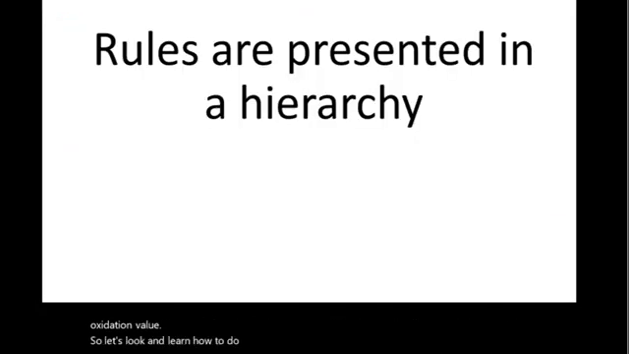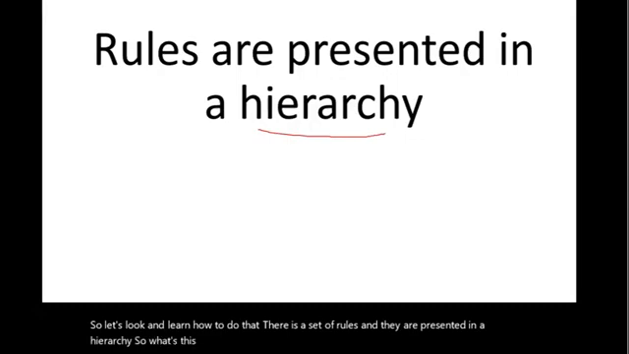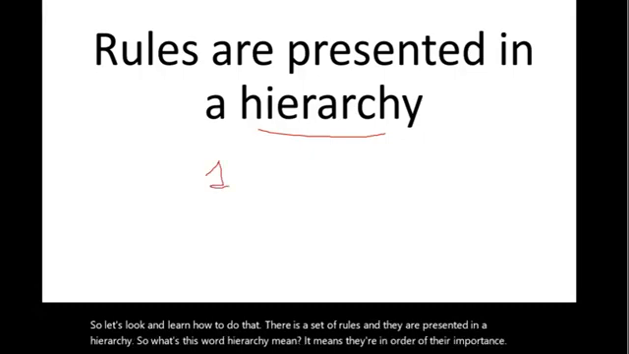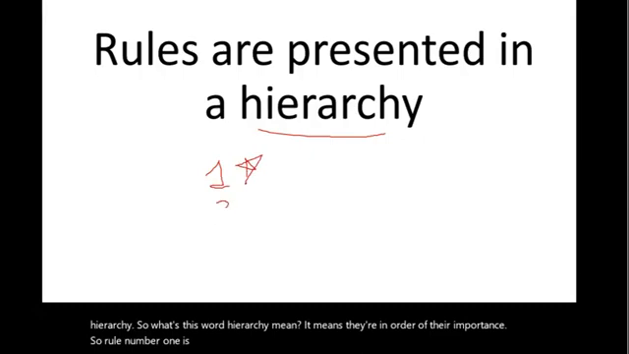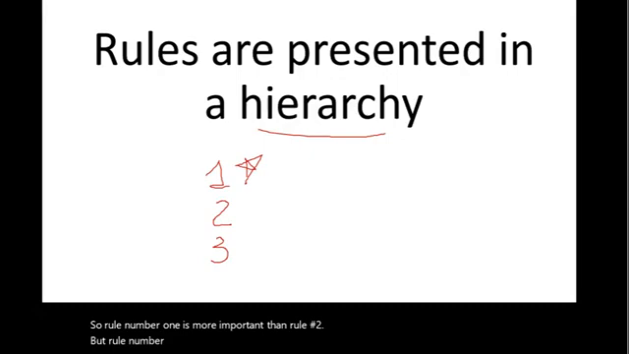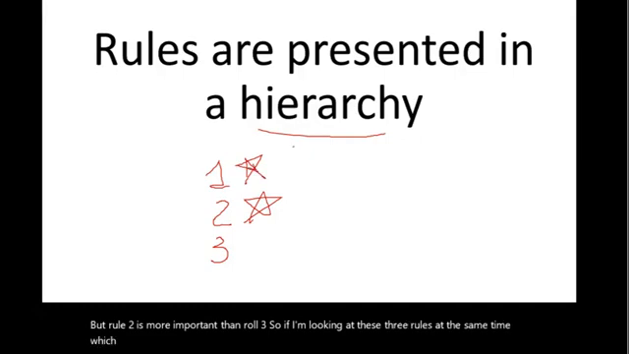There's a set of rules, and they are presented in a hierarchy. So what does this word hierarchy mean? It means they're in order of their importance. So rule number 1 is more important than rule number 2. But rule number 2 is more important than rule number 3. So if I'm looking at these 3 rules at the same time, which sometimes you will be, rule number 1 is first, followed by rule number 2, and then rule number 3.